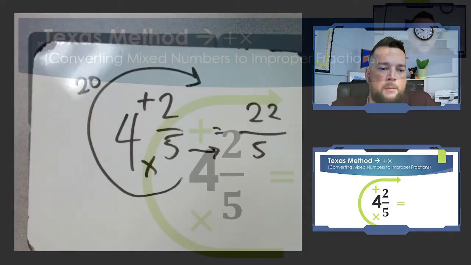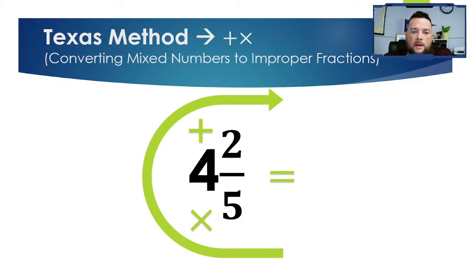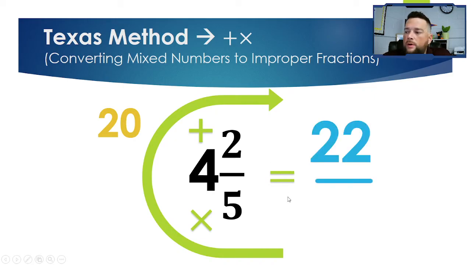Let's watch the animations here. All right, again, we're starting at the bottom. That's where our loop started. So we have the denominator multiplied by the whole number. That's 20. All right, just like that. And then we're going to add straight across. 20 plus 2 is going to be 22. And then we'll keep our same denominator that we had before.